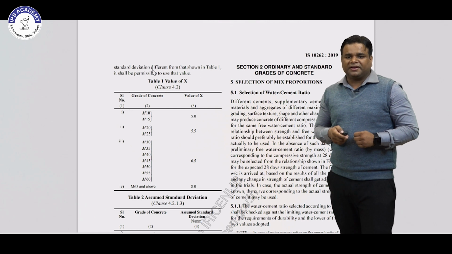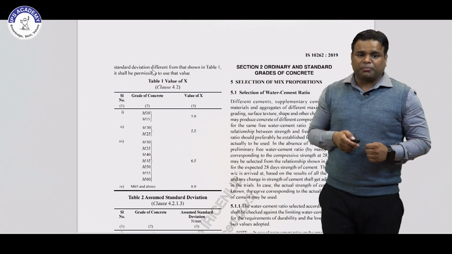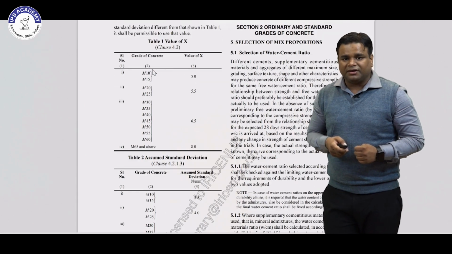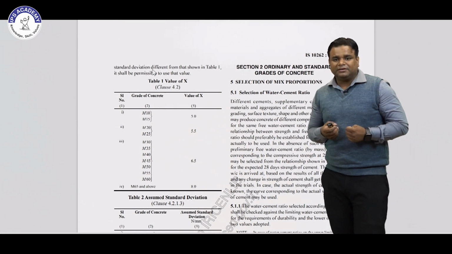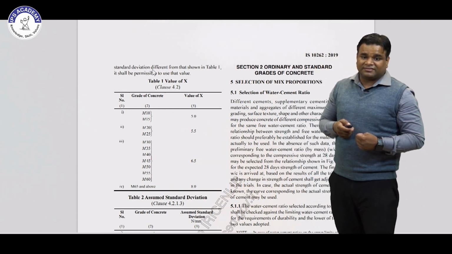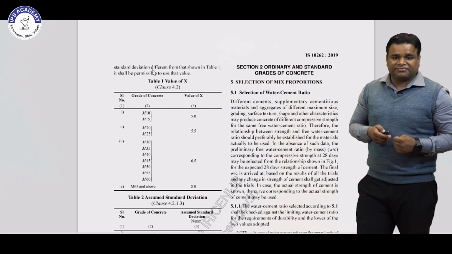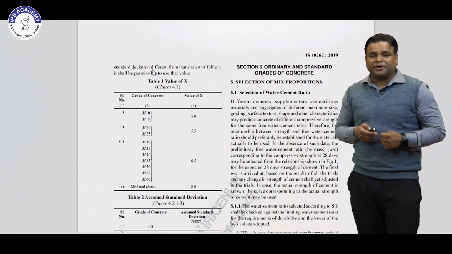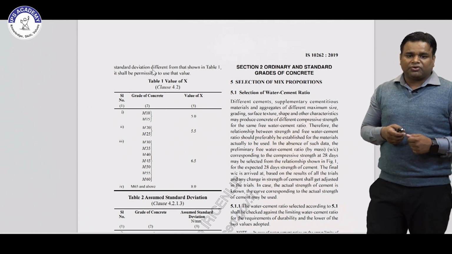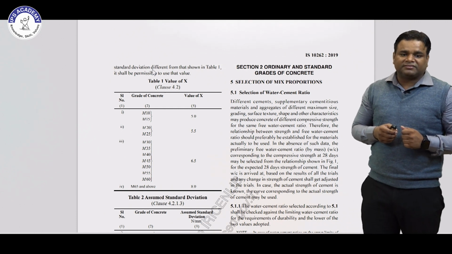Then section number 2, ordinary and standard grade of concrete. In this we will see the selection of mix proportion. The first portion is the selection of water cement ratio, that is, how much water is required to get a good proportion of the concrete. Different cement and supplementary cementitious materials, and aggregates of different maximum size, grading, surface texture, shape and other characteristics, may produce concrete of different compressive strength for the same free water cement ratio.